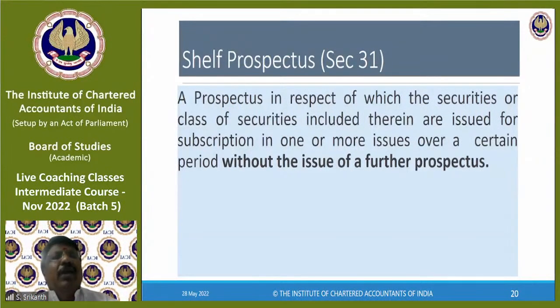Anybody who wants to look can go anytime and look. So for a shelf prospectus, there is no 90-day condition. You can make it. But one problem is still there. What is that? See, why did we have a 90-day limit?